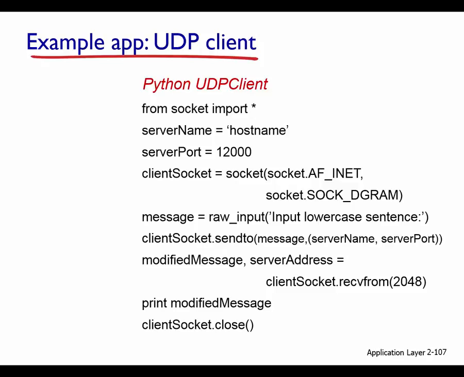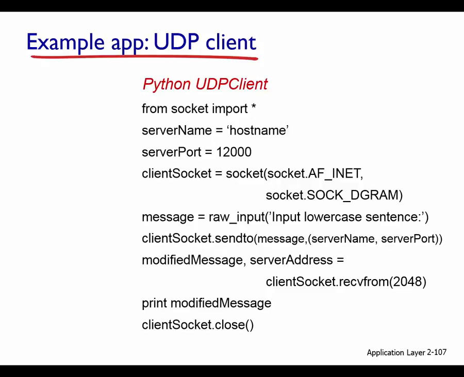So here is our example app written in Python. We start off at the top. We define our variables. We define our server name, equal to host name. We're going to use port 12,000 for our server port.